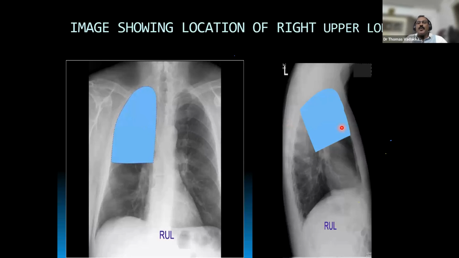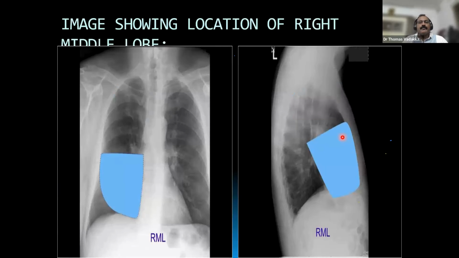How to identify the bronchopulmonary segment? This entire shaded area you can divide into three equal parts. The posterior part will be the posterior segment, this part will be the apical segment of the upper lobe, and the anterior one third will be the anterior segment of the right upper lobe. This is very important to know which segment is being affected.